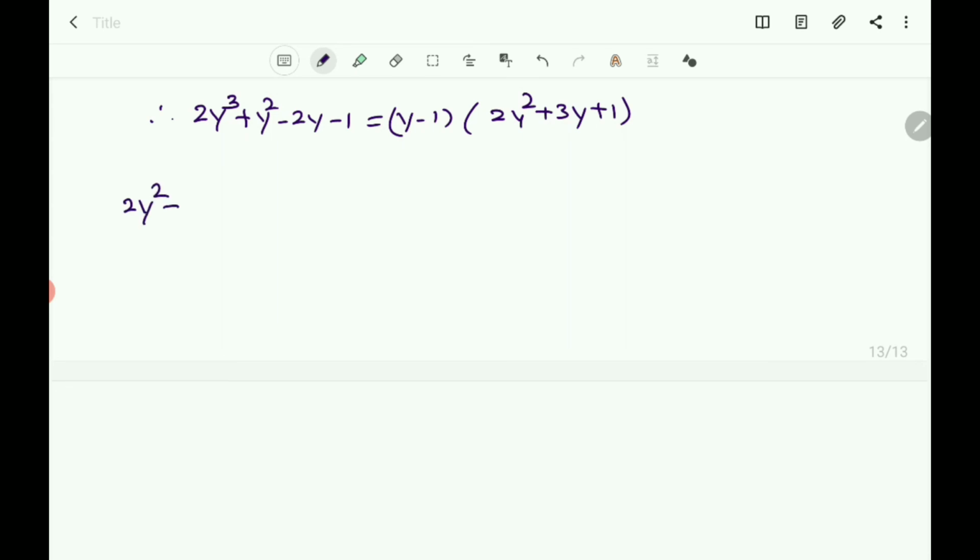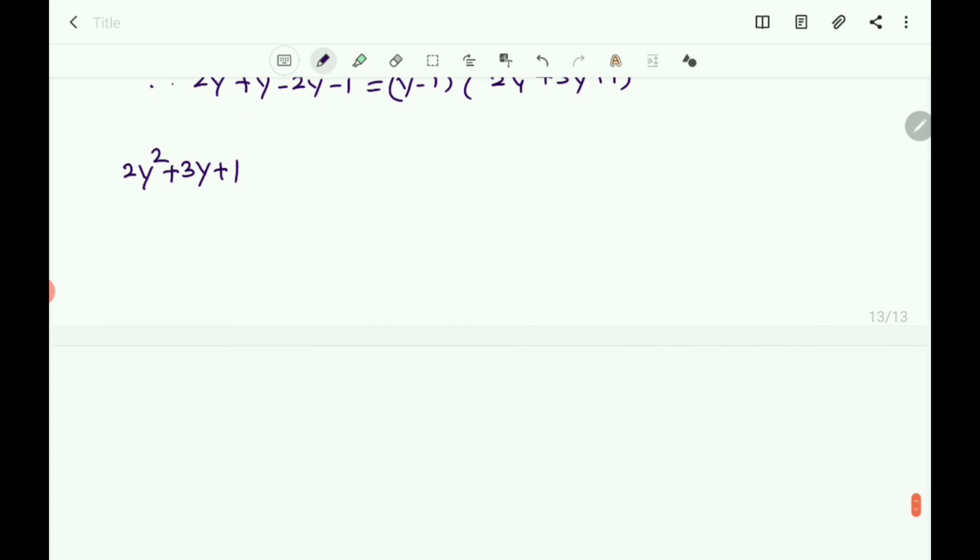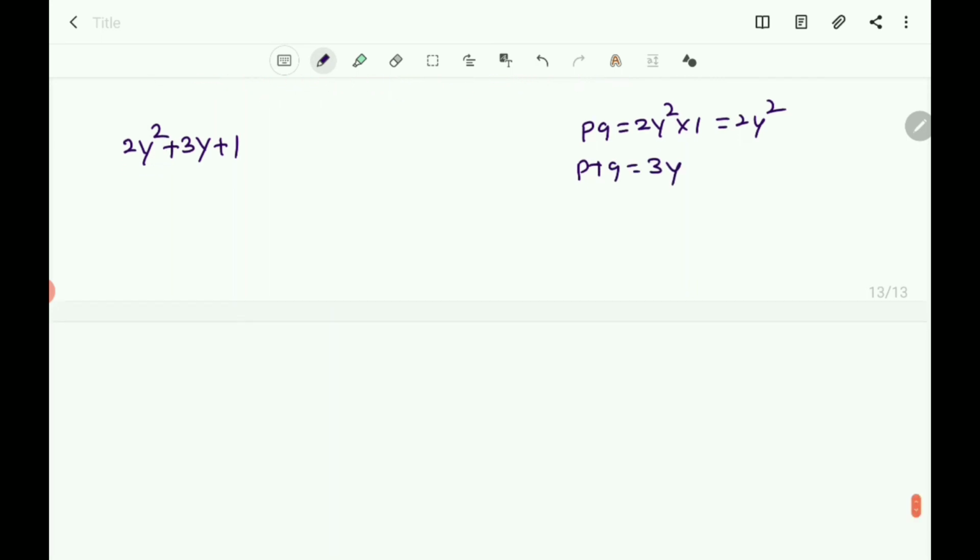2y square plus 3y plus 1. Factorize it by splitting the middle term. You know the product: PQ is equal to 2y square into 1, that is 2y square. And the sum P plus Q is 3y, the middle term. Now the two factors are 2 into 1, so it is 2y into 1y. And 2y plus 1y is equal to 3y. 2y into 1y is 2y square.